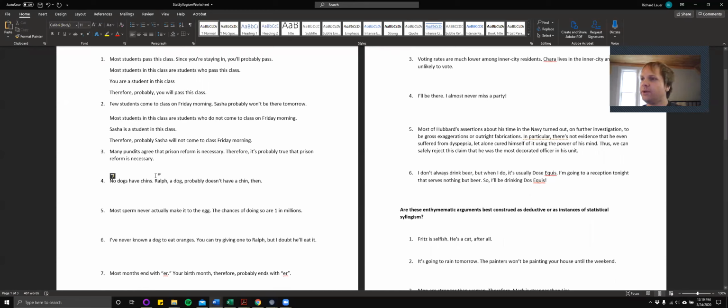So we have: many pundits agree that prison reform is necessary. Therefore, it's probably true that prison reform is necessary. Now notice here, we do seem to have the elements of an inductive argument, okay? It's probably true. That's the inference to the conclusion is only probably, right? The premise seems to say something about what many pundits believe. If you think back a moment ago to what we were just talking about with testimonial knowledge, this looks like we're making an appeal to authority, that because the pundits agree that prison reform is necessary, then we should also believe that prison reform is necessary.